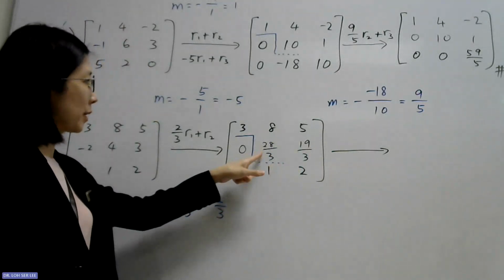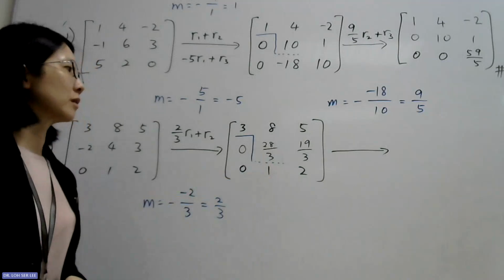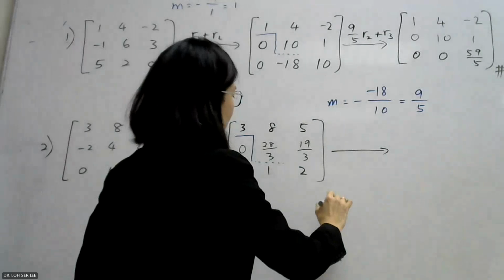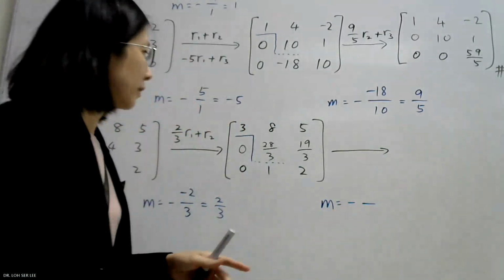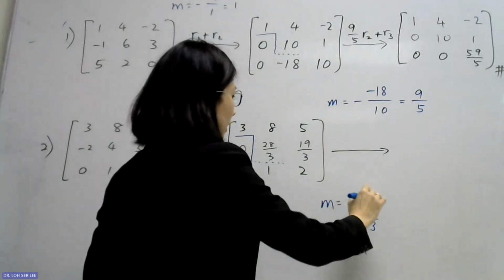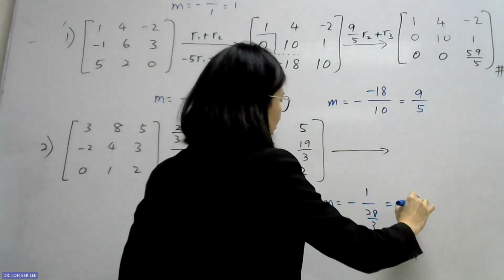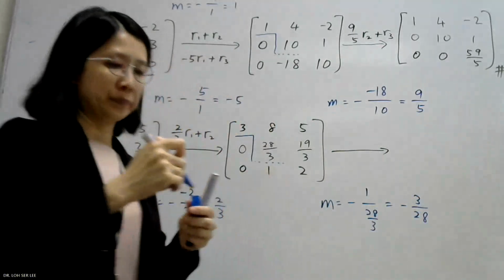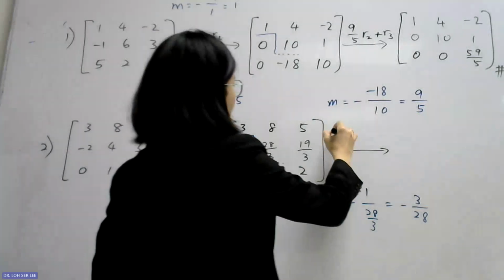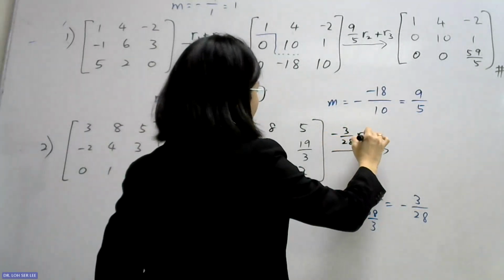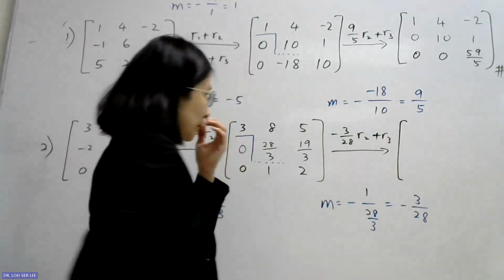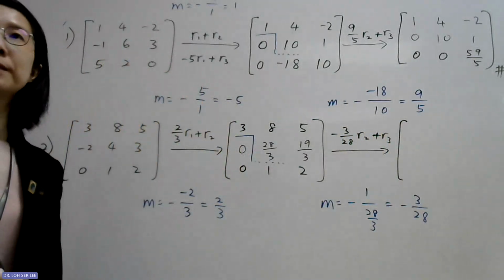So this is the next pivot, and we want to change this into 0. Negative fraction. The pivot is 28 over 3. We want to change 1 into 0, so you have negative 3 over 28 R2 plus R3. Row 1 and row 2 remain the same.